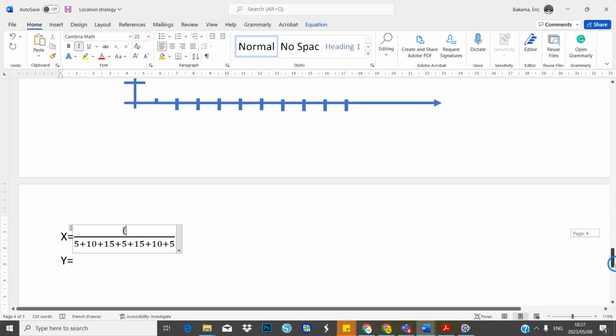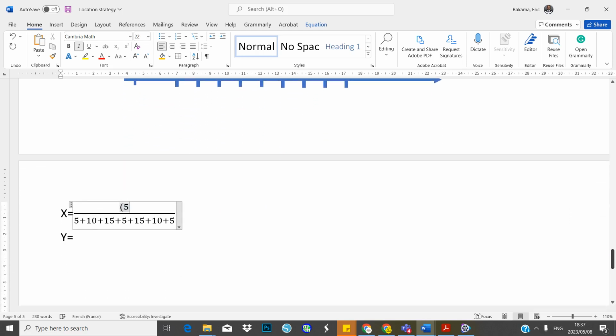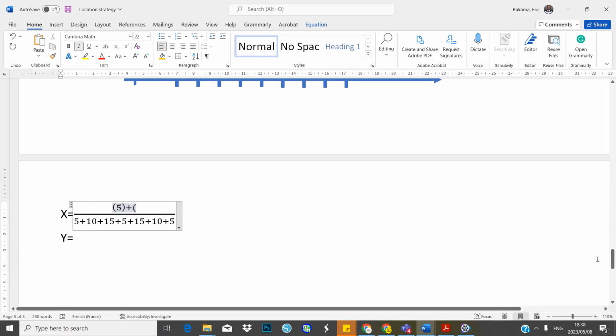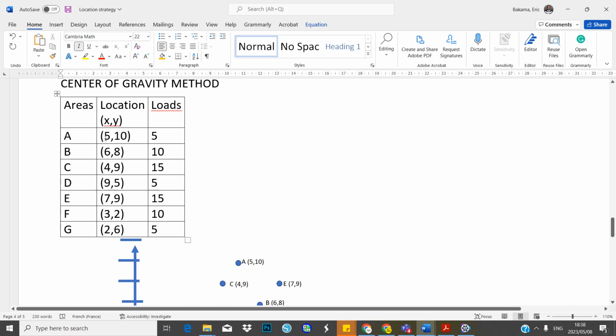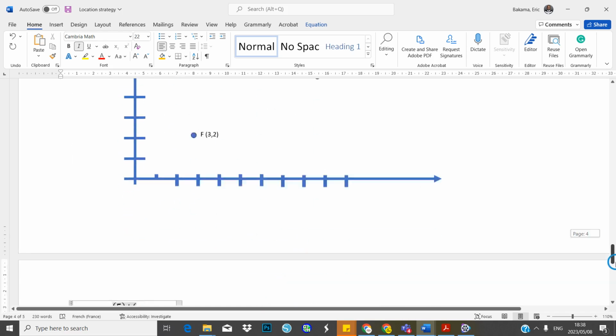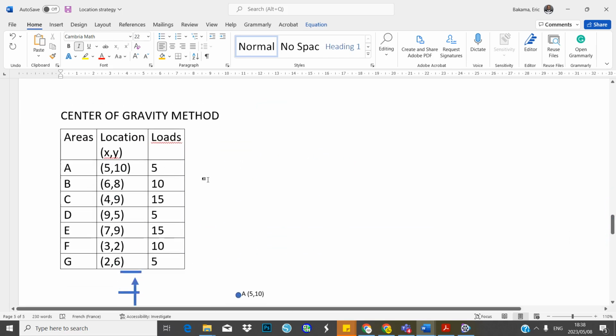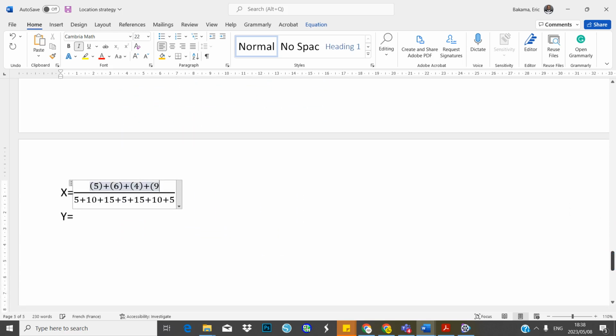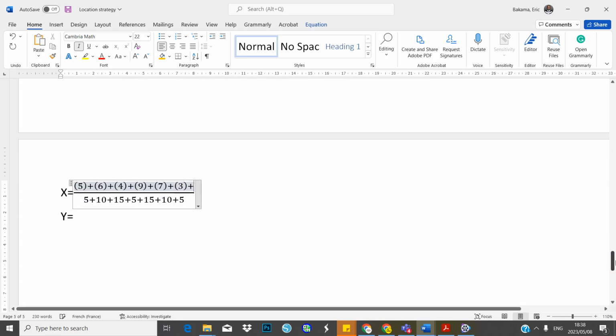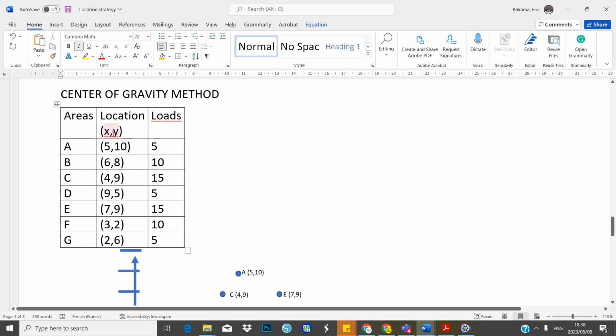So let's go back. To make things easier, the method is I put 5, you close the bracket, you open the bracket again. We're going to put the second coordinate, so we took 5, then we'll take 6, 4 down here. So I have 6, I close this, 4, I close this, and I open again. So I have 5, 6, 4, then I'll have 9, 7, 3, 2. Now these are the x coordinates of all the locations that we have here.